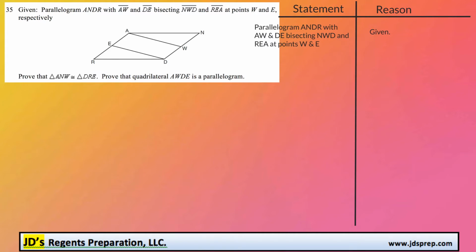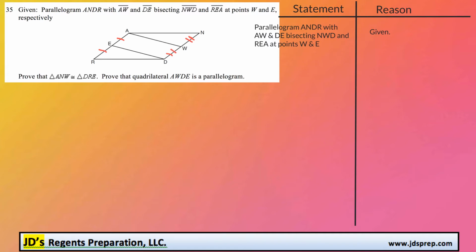Now, right off the bat, we know that AW and DE bisect NWD and REA at points W and E. So visually, we know that these two distances are the same length, and we also know that from D to W and W to N are also the same length. Now the strategy I'm going to go for here to prove that the two triangles ANW and DRE are congruent is to use the side theorem.